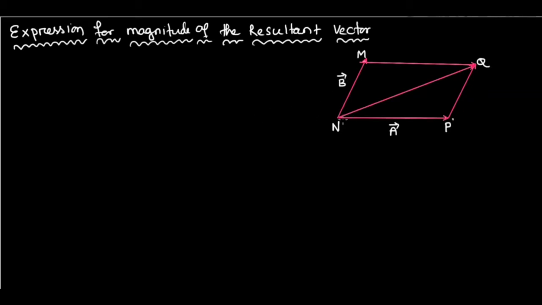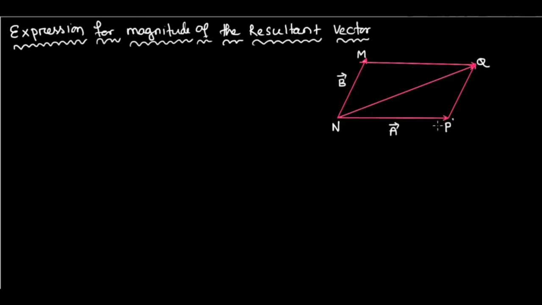I have drawn the diagram again here. This is the parallelogram MNPQ. The side NM represents vector B and the side NP represents vector A. We know that the opposite sides of a parallelogram are parallel and equal, meaning they have equal length and are parallel to each other. So if NP represents vector A, then MQ will also represent vector A, because the two sides have the same length, meaning the same magnitude, and they are parallel, so they have the same direction.